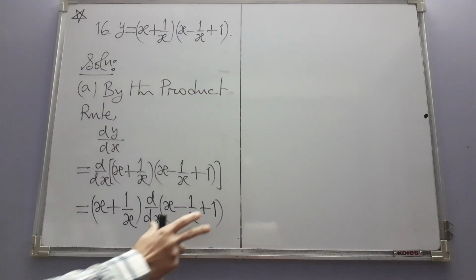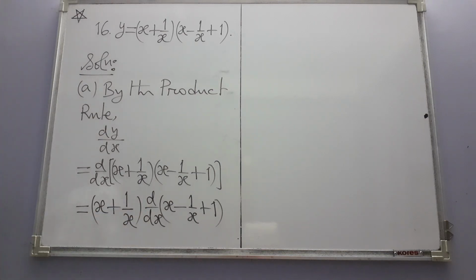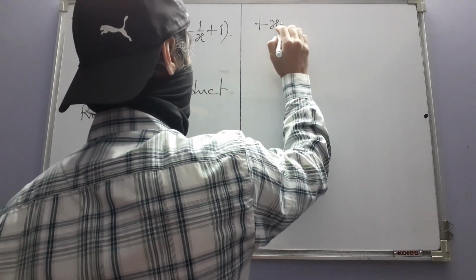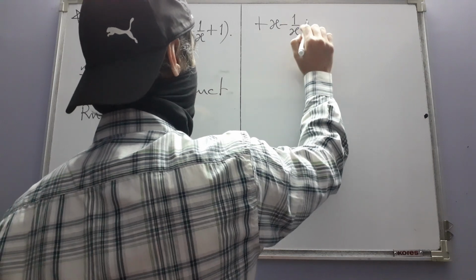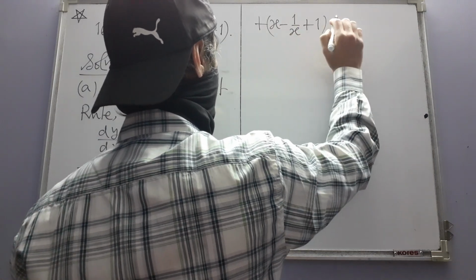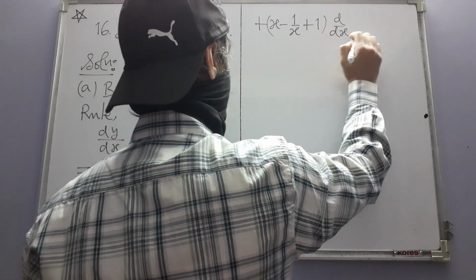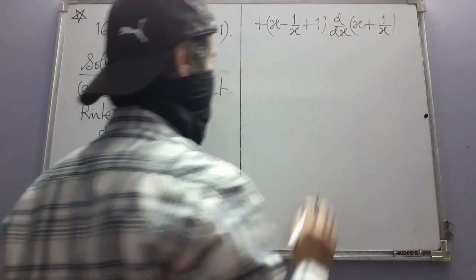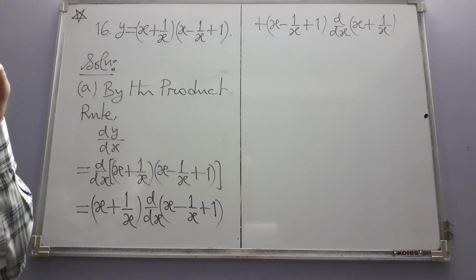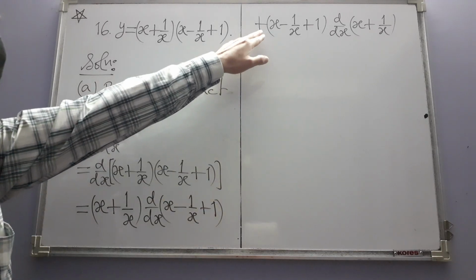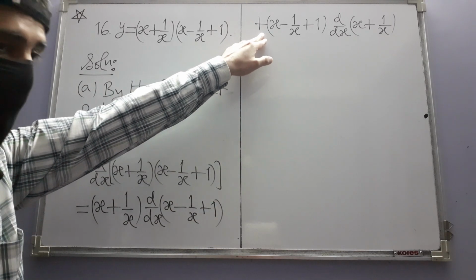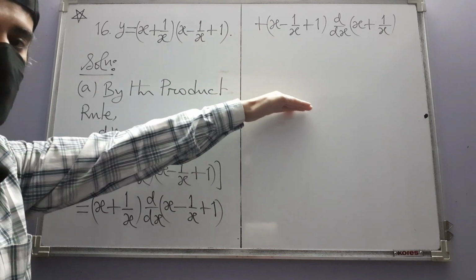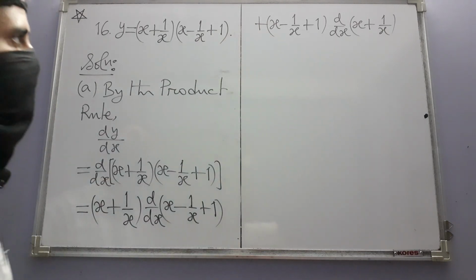And then we keep this fixed and differentiate this, plus x minus 1 over x plus 1 times the derivative of x plus 1 over x. And in doing all these things, do not forget that in the product rule we have a plus in between, not a minus. The minus thing you have in the quotient rule.